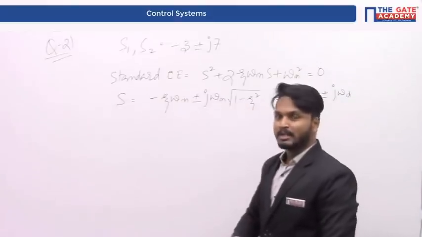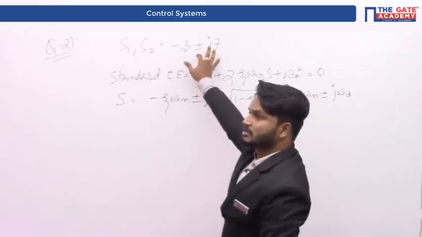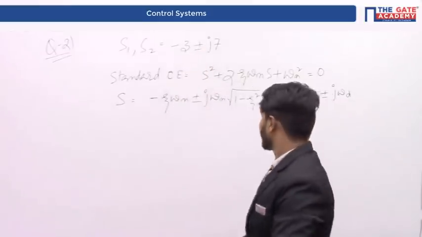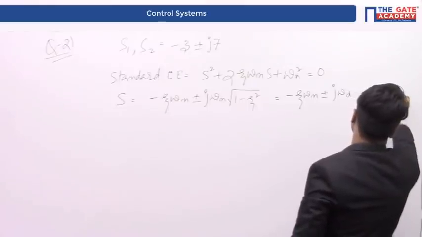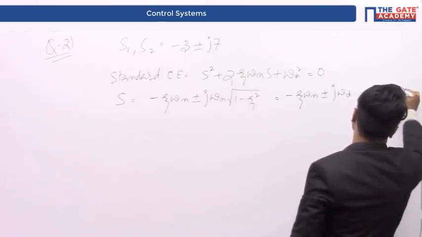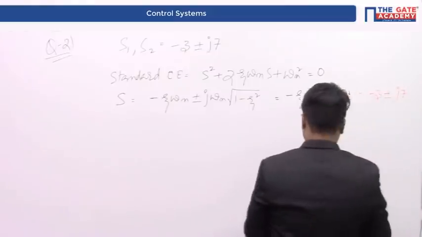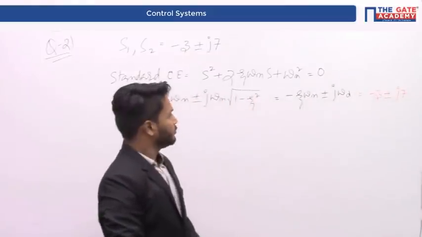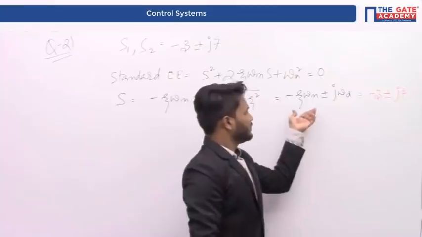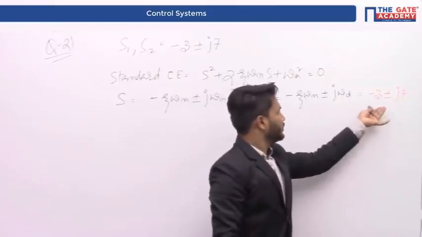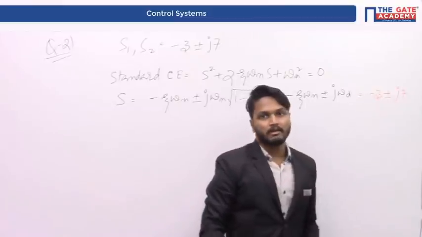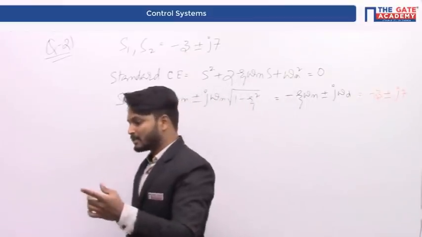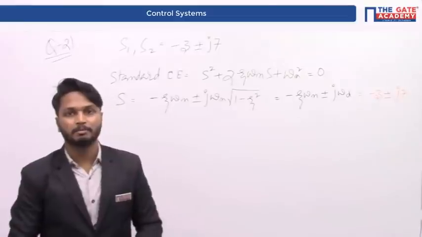Now just compare these with the roots which are given. The roots given are -3 plus or minus j7. So upon comparison, you came to know that zeta omega n is equal to 3 as well as omega d is equal to 7. Therefore, the parameters asked in the question are, the first one is peak time.